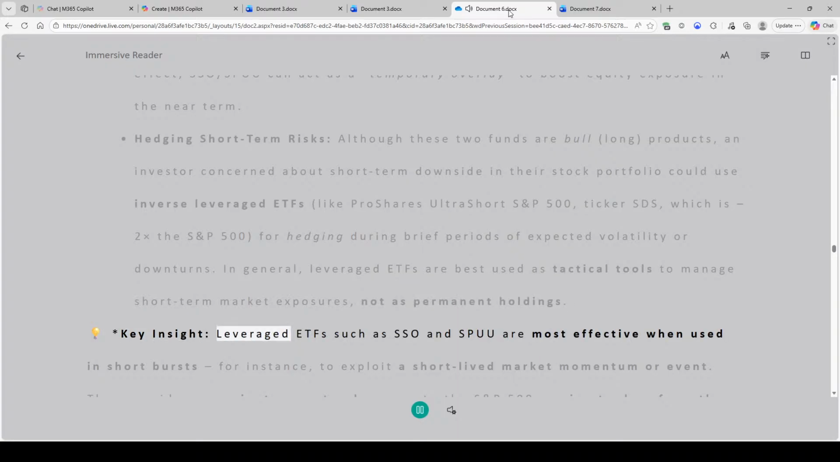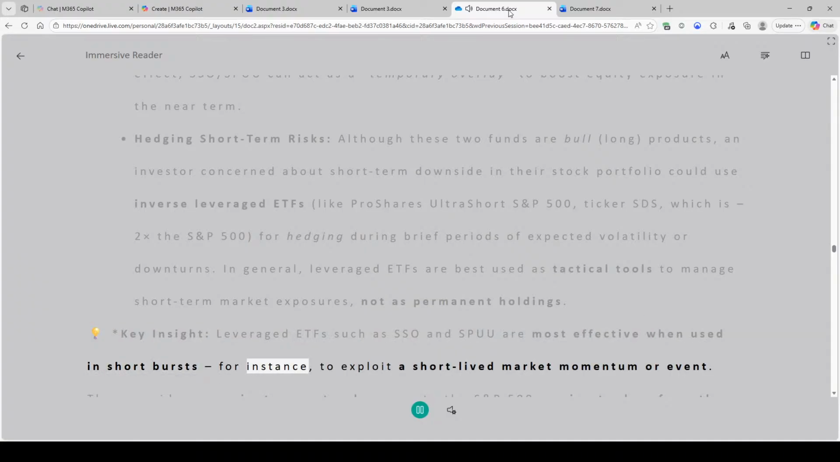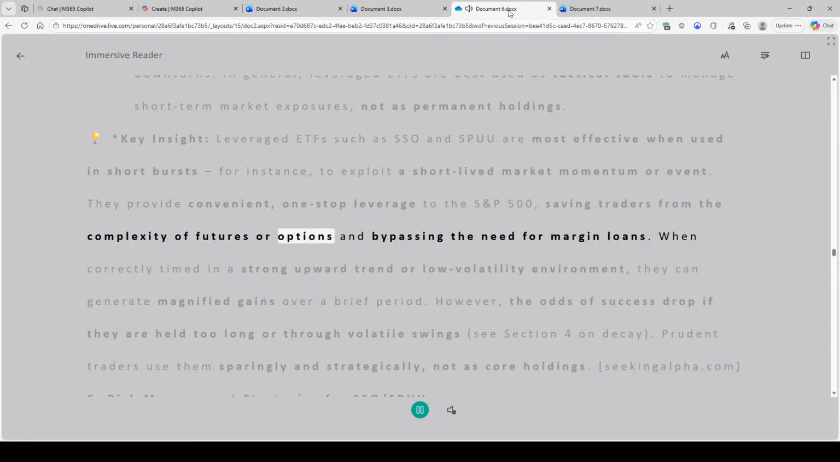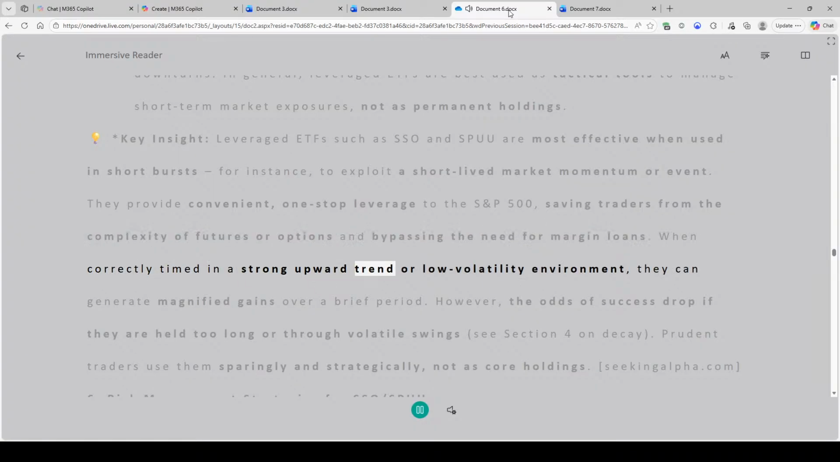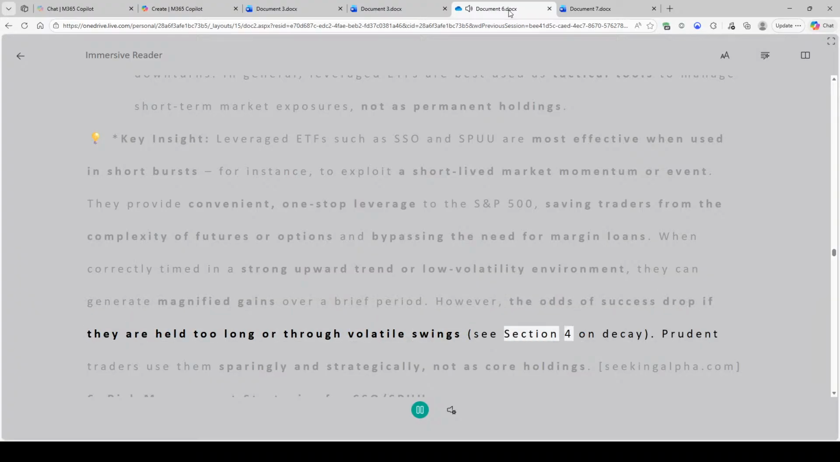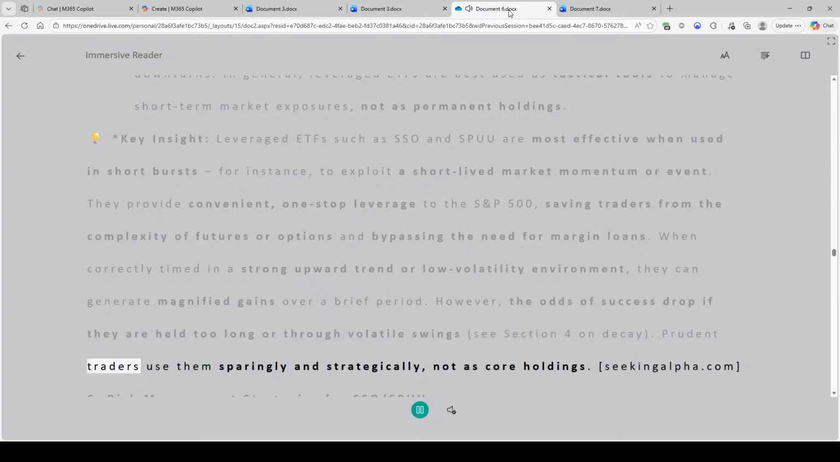Key insight: leveraged ETFs such as SSO and SPUU are most effective when used in short bursts, for instance, to exploit a short-lived market momentum or event. They provide convenient, one-stop leverage to the S&P 500, saving traders from the complexity of futures or options and bypassing the need for margin loans. When correctly timed in a strong upward trend or low volatility environment, they can generate magnified gains over a brief period. However, the odds of success drop if they are held too long or through volatile swings. See Section 4 on decay. Prudent traders use them sparingly and strategically, not as core holdings.